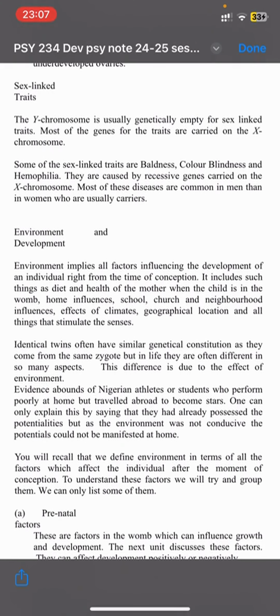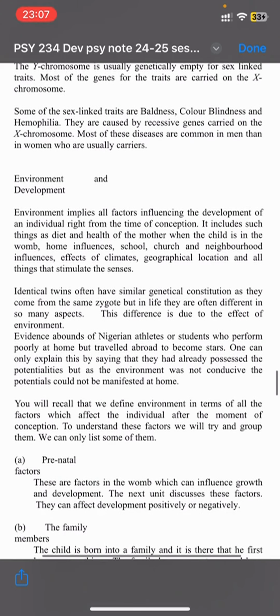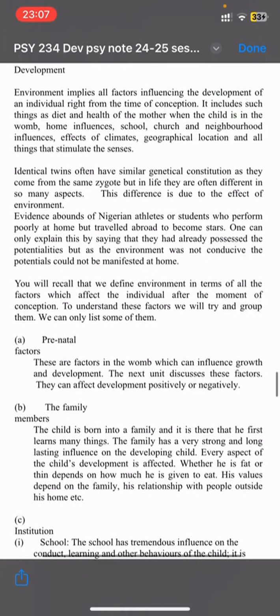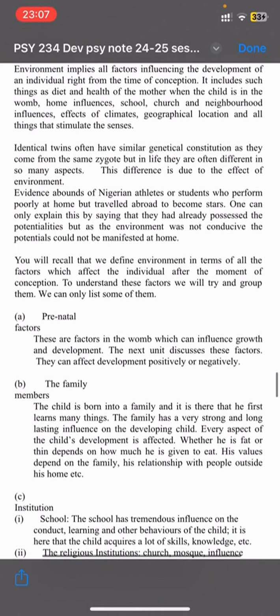Environment and development. So this is basically saying how your environment influences the development, your growth and maturity. Identical twins have a similar genetic constitution as they come from the same zygote, but in life they are different. You will recall that we define environment in terms of the factors which affect the individual after the moment of conception. So to understand these factors, we try to group them.